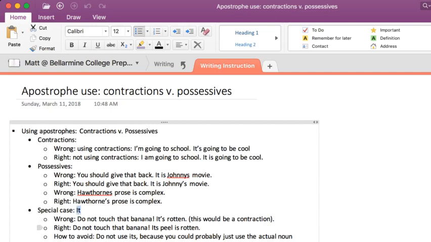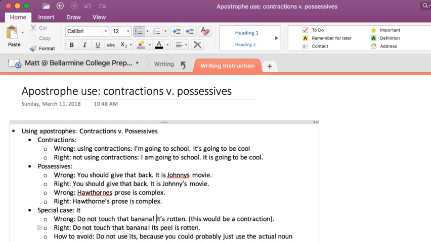Okay? It is a special case. Normally, for most words, if we put apostrophe S after that word, it's to indicate possession. Not the case with it. With it, because it's a pronoun, using an apostrophe S would be a contraction for it is. So do not touch that banana, it's rotten, is what you would be doing. Of course, you would never do this in an essay, because you don't use contractions.